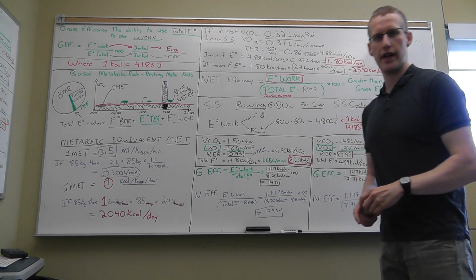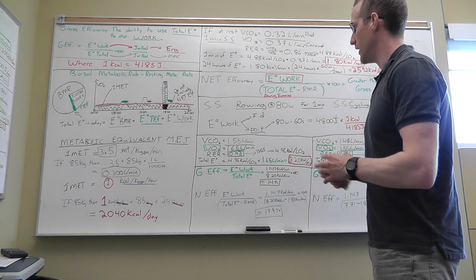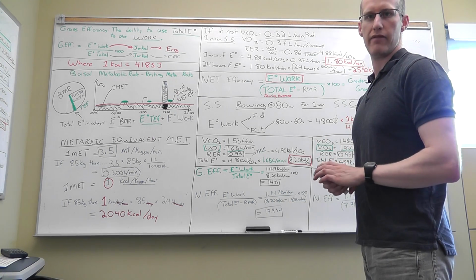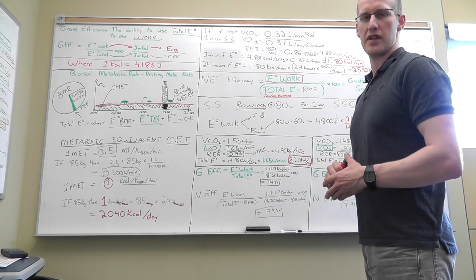So it's a bit complicated. Follow this example, practice it several times, and you'll be able to calculate gross and net efficiency on two different types of ergometer and calculate the resting metabolic rate.